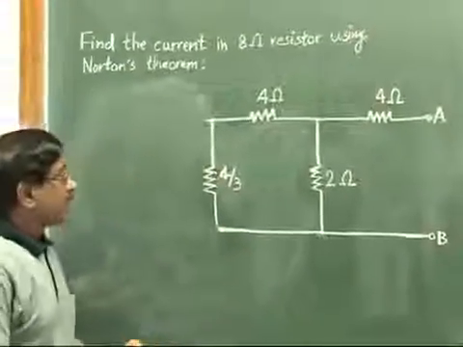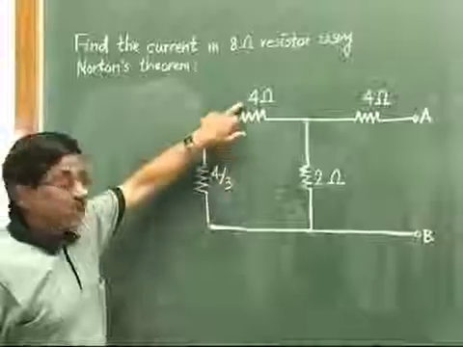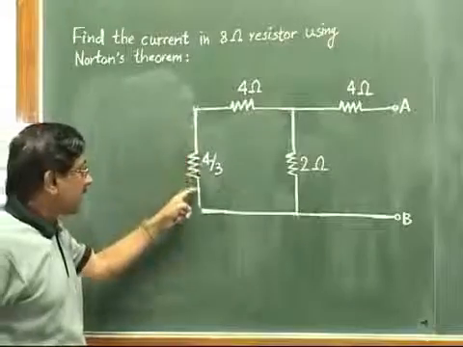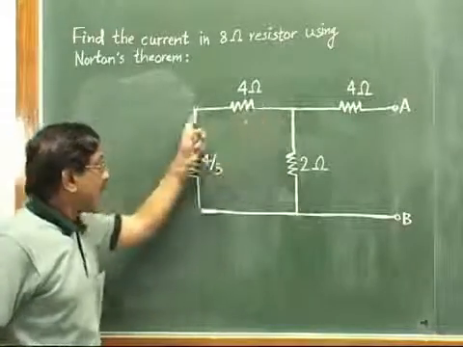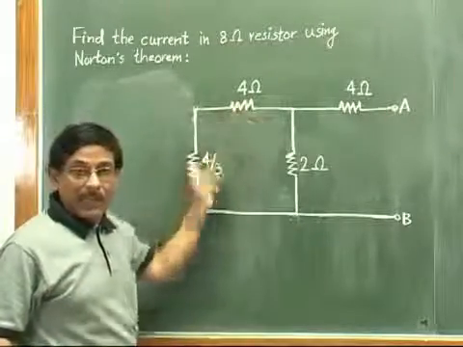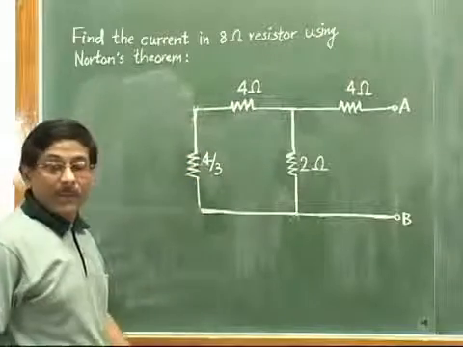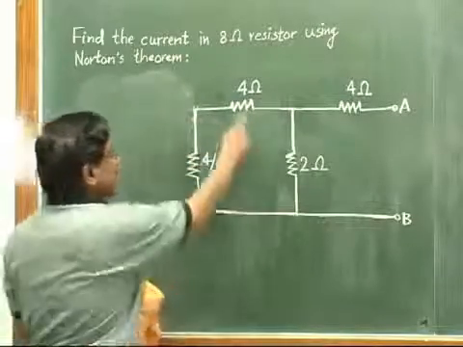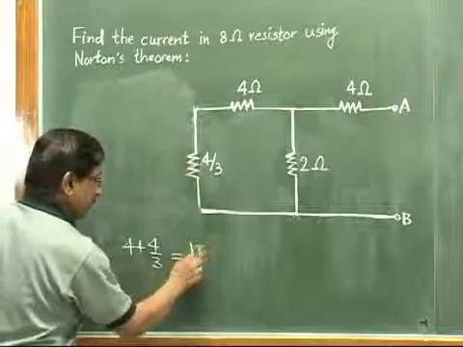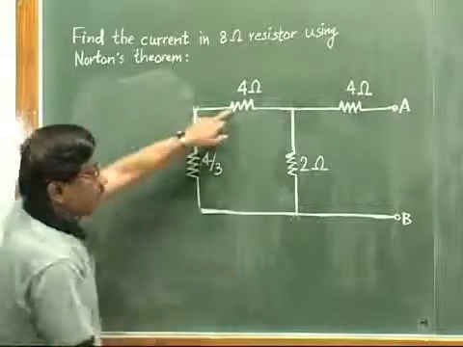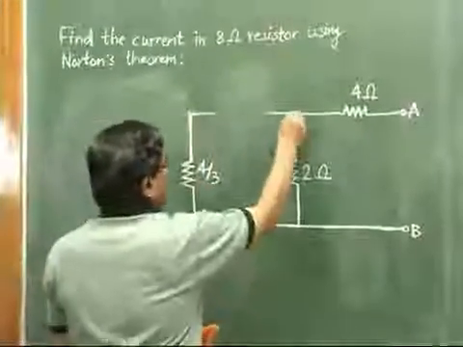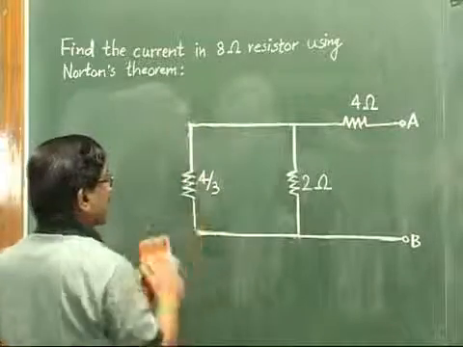Now further we have to reduce. You will find that this 4 by 3 and this 4 ohm are in series, because look at this branch, this 4 ohm is coming in series with this 4 by 3. So this entire branch you can replace with the series combination. Series combination is just the simple addition. So 4 plus 4 by 3 will be 16 by 3. So we replace these two resistances by a single resistance of 16 by 3. So the circuit will be reduced like this. Now this value we show as 16 by 3.